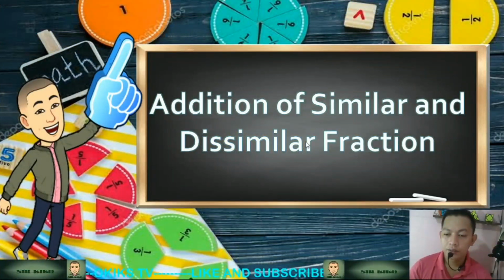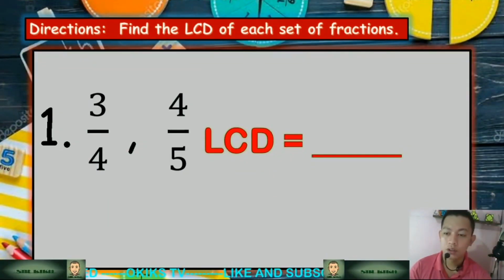Good day everyone. Our lesson for today is about addition of similar and dissimilar fraction. So before that, let's have some practice on how to find the LCD of each set of fraction. When we say LCD, it means least common denominator. The denominators of these two set of fraction are 4 and 5. So the LCD of 4 and 5 is 20.